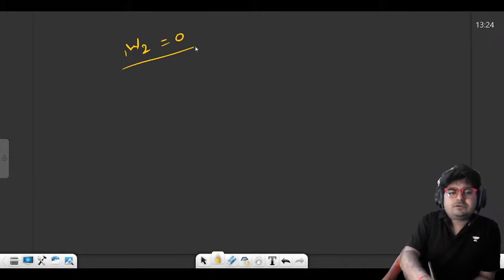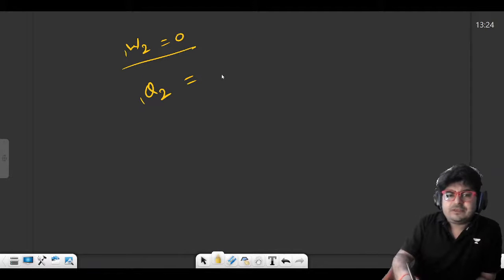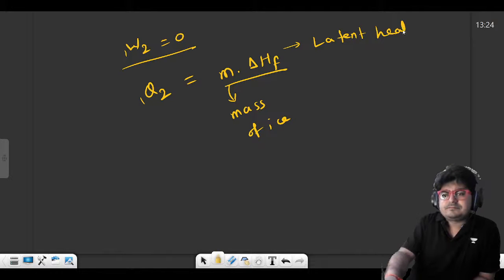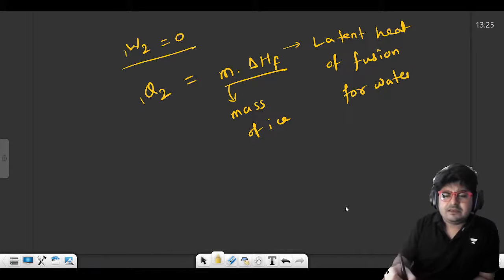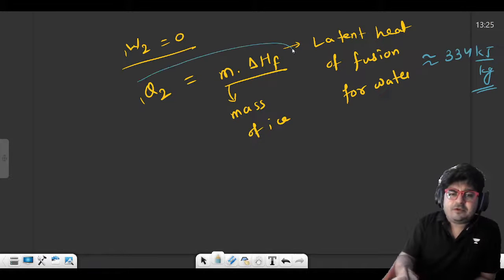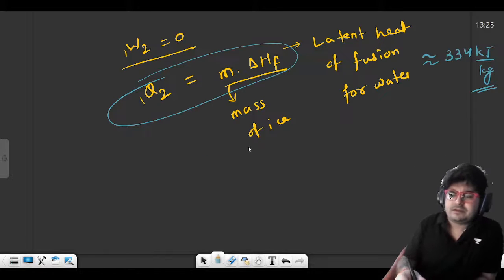Work done will be zero since there is no moving part, nothing. Heat supplied to the system will be equivalent to m into delta HF, where m is the mass of ice and delta HF is the latent heat of fusion for water. And I hope you know that latent heat of fusion for water typically is approximately 334 kilojoule per kg. So anyways, from this way, you can calculate the amount of heat supplied.